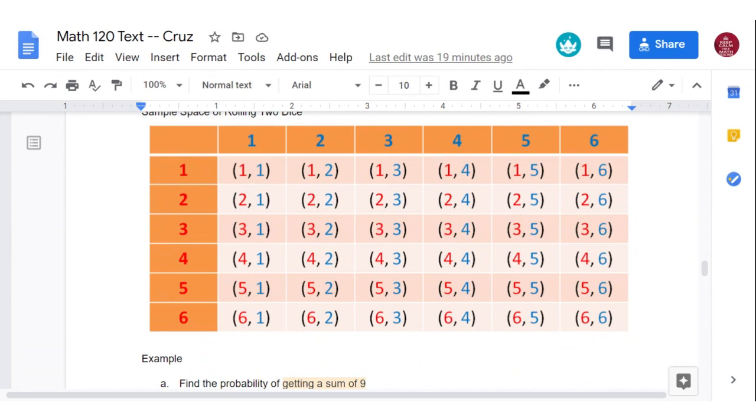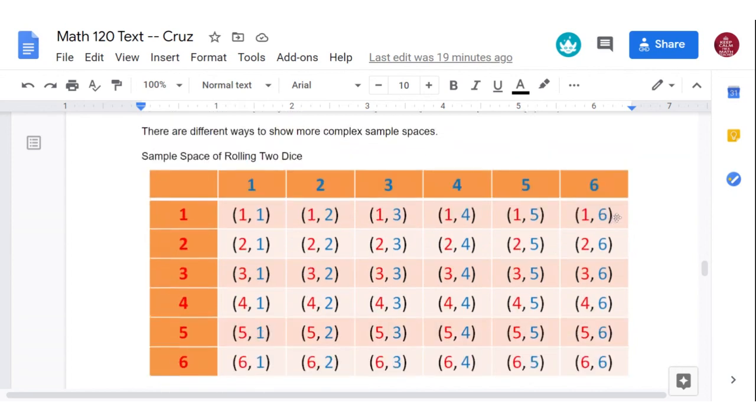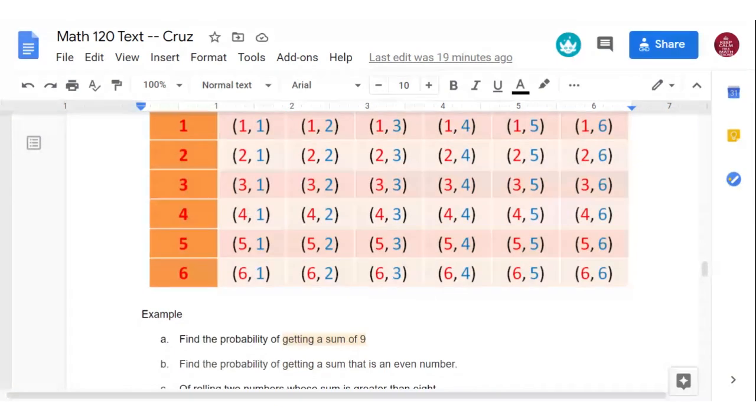All right. So what we have then is this little chart. We're going to learn about a couple of different ways to do this, and then learn why it's not always feasible to draw out your sample space. Now, it asks here for the example to find the probability of getting a sum of 9. What do you think that means, a sum of 9?